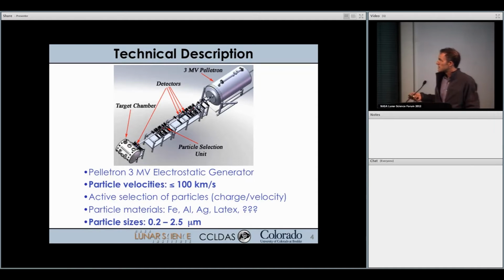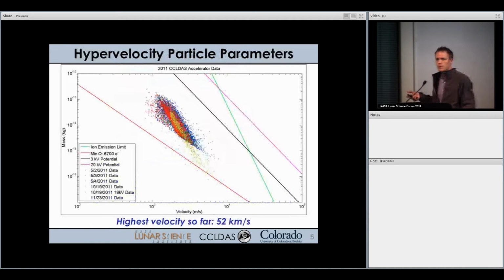Just a quick technical description of the accelerator. The dust particles are charged and accelerated by a 3 million volt electrostatic generator run through a beam tube to a target chamber. Along the way, there are various dust detectors and a particle selection unit, which I'll describe in just a second. This overall scheme is modeled very closely after an accelerator at the Heidelberg Max Planck Institute. And I should mention that we are the beneficiaries of an enormous amount of help by their team, and we closely collaborate with them, trading technical designs and even trading people.